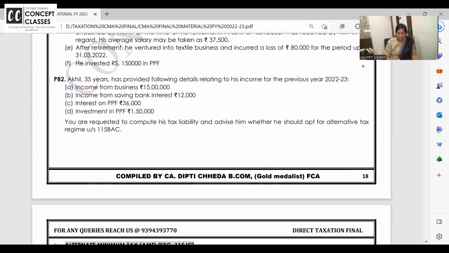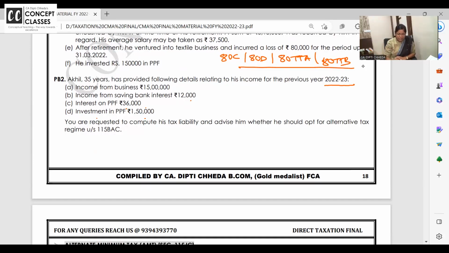Akhil, 35 years, has provided following details relating to his income for previous year 22-23. Income from business is given to you 15 lakhs. Income from saving account interest 12,000. Interest on PPF. PPF interest is written in income from other sources in inner column, but otherwise it is exempt. Investment in PPF, if you make up to 1,50,000, you get a deduction under 80C. At least after today's class, I want all of you to check 80C, 80D, 80TTA and 80TTB. These sections are very common and they can ask you in final also.